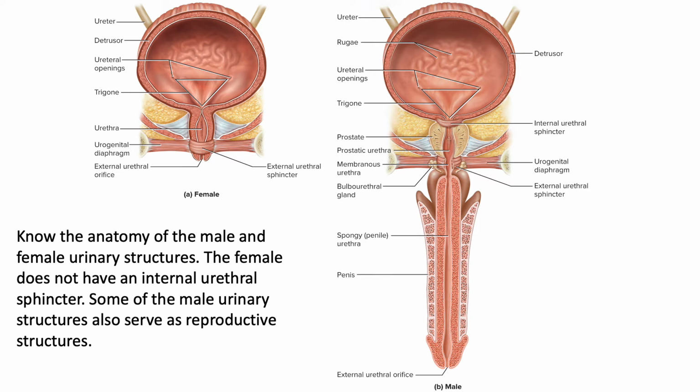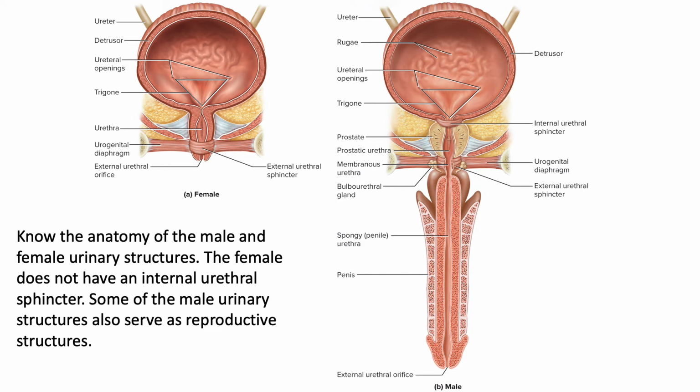So some differences between male and female urinary structures. Female, you see there on the left, the urethra is much shorter, and the female is also missing an internal urethral sphincter muscle that is found within the male. The male has both an external and internal urethral sphincter. Female only has the external urethral sphincter as the urethra passes through the urogenital diaphragm.